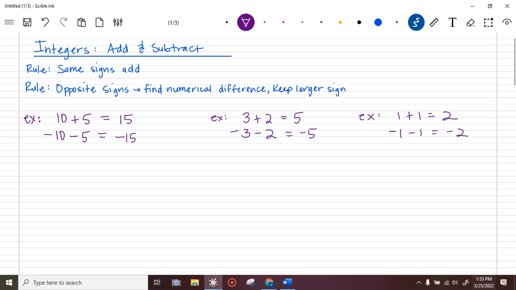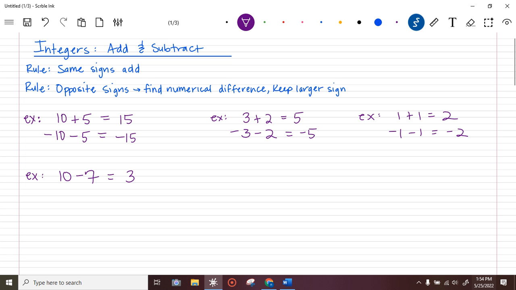The more difficult rule is when you have opposite signs. When you have opposite signs, you have to find the numerical difference and keep the sign of the larger number. So for an example here, let's say we do 10 minus 7. So subtraction, 10 minus 7. 10 is the positive number, 7 is the negative number. So these are the opposites. You have to find the difference between the two. So naturally, we know 10 minus 7 is 3. And why is it 3? It's positive because 10 is bigger.